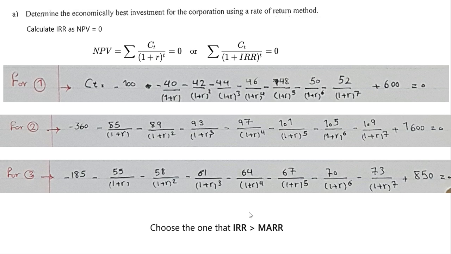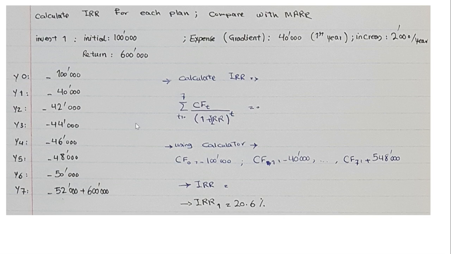But there is another way: it's better to use the financial calculator. How do we use that? I'll explain it here, and you can do it by yourself. For investment number 1, the initial cost is $100,000, the return is $600,000, and the expenses gradually increase from 40,000 by 2,000 each year. So year 0 is minus 100,000, year 1 minus 40, year 2 minus 42, year 3, and so on to year 6 minus 50,000. In year 7 it would be minus 52,000 plus the earning of 600,000.